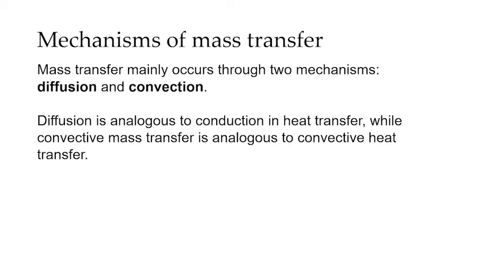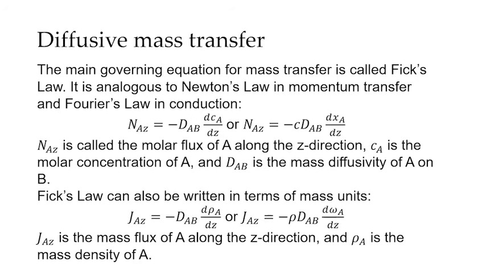Diffusion is analogous to conduction in heat transfer, while convective mass transfer is analogous to convective heat transfer. Since we have established an analogy between heat and mass transfer, we can also say that diffusion mass transfer is slow but orderly, and that is in contrast with convective mass transfer, which is fast but chaotic. That is because convective mass transfer normally involves turbulence in order to have a very fast rate of transfer of mass. Let's start with diffusive mass transfer.